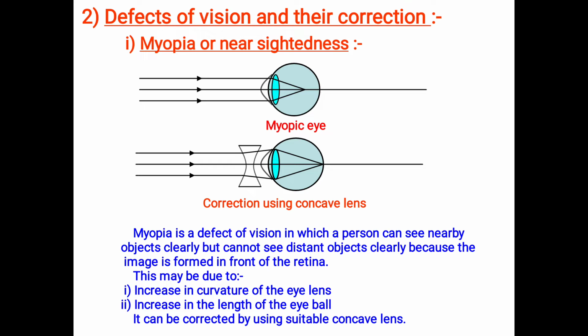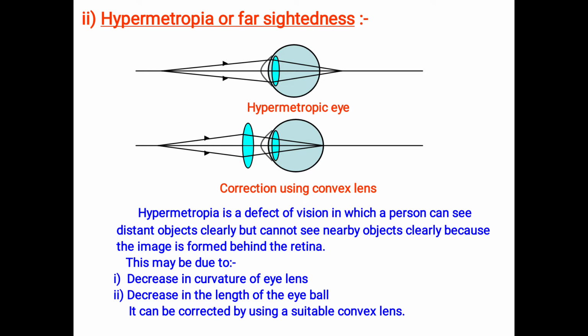So myopia is a defect of vision in which a person can see nearby objects clearly but cannot see distant objects clearly because the image is formed in front of the retina. This may be due to an increase in the curvature of the eye lens or an increase in the length of the eyeball. It can be corrected by using a suitable concave lens with suitable power.